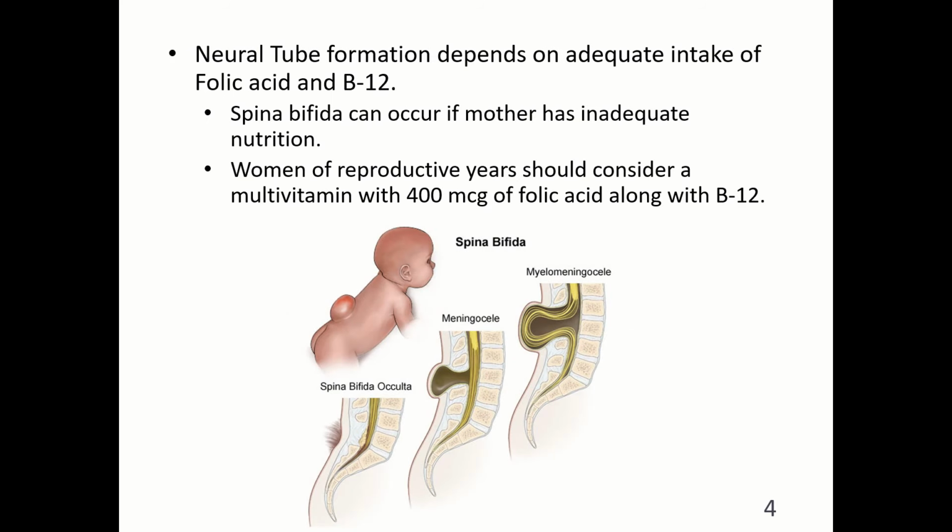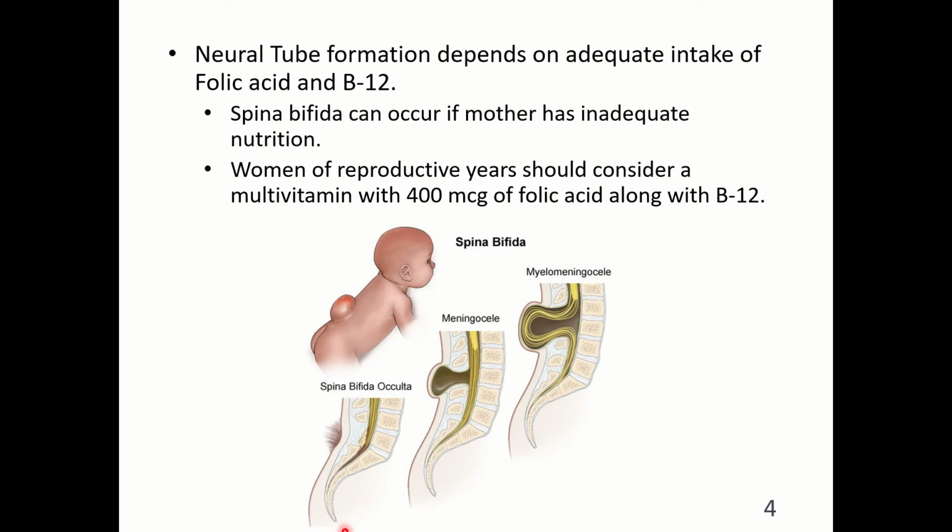Neural tube formation depends on adequate intake of folic acid and B12. Spina bifida can occur if the mother has inadequate nutrition, either prior to or during pregnancy. Thus, women of reproductive years should consider a multivitamin with 400 micrograms of folic acid along with B12. Most processed foods are fortified with these vitamins as well.